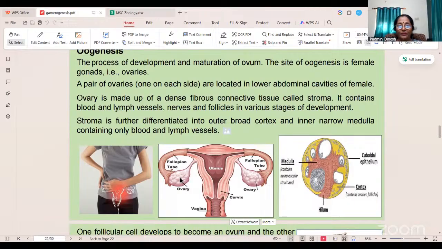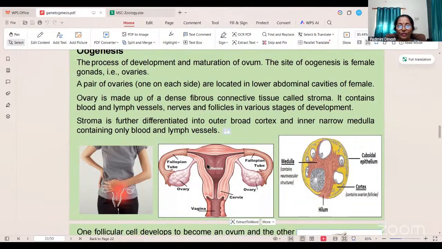Again, there is a fallopian tube attached to the ovaries. So you have the uterus. From the uterus, you have a pair of ovaries coming from either side. And each ovary also has a fallopian tube, which is in contact with the ovary on either side.